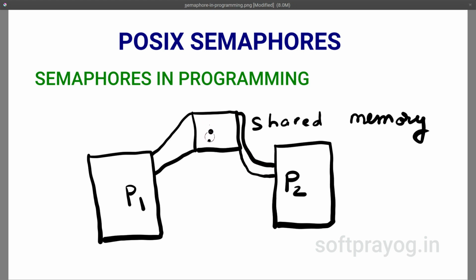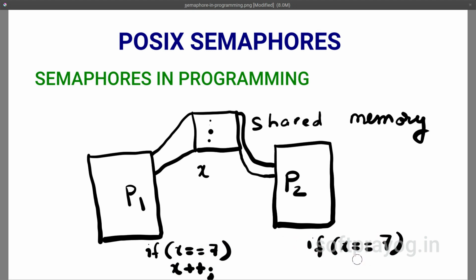So this data here is available to both processes P1 as well as P2, and there is a variable x in this data space. Now there is a program which says if x is equal to 7, increment x. Let's say this statement is in both processes, and suppose x is 7. So P1 process comes to this if statement, finds x is equal to 7, and then it is interrupted by the scheduler. So it goes out of execution and P2 starts executing.